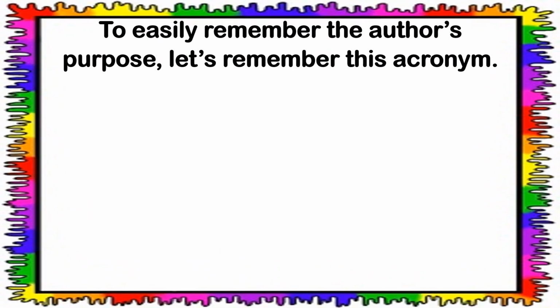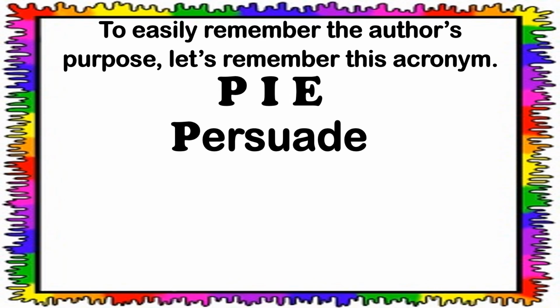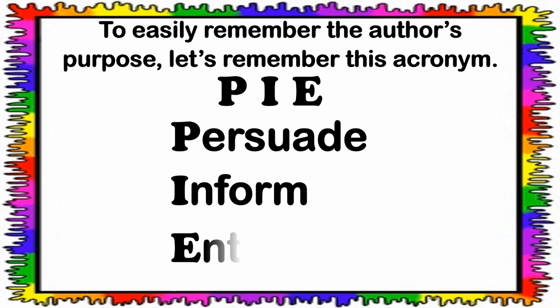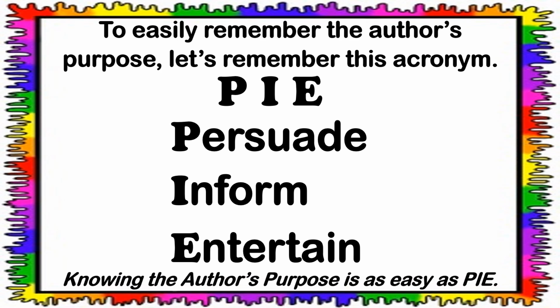To easily remember the author's purpose, let's remember this acronym. PIE. P-I-E. P for persuade, I for inform, and E for entertain. Knowing the author's purpose is as easy as pie.